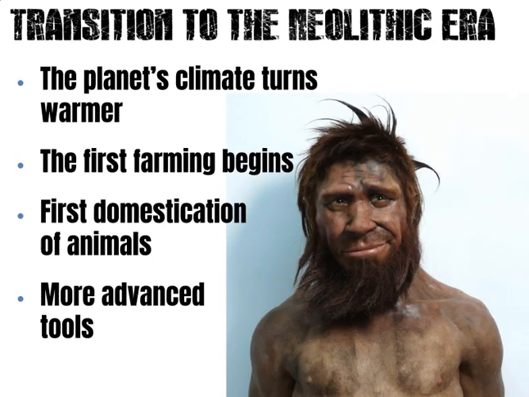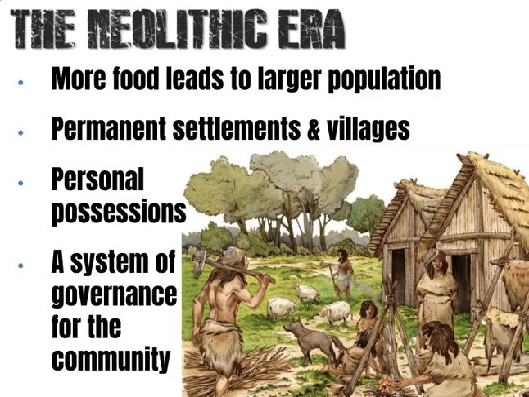So the transition to this new era, this new idea: the planet's climate, of course, turns warmer, which gets rid of the ice age. The first farming or agricultural revolution begins. We'll talk more about that later. And domestication of animals is huge in this time period. So this Neolithic era has larger populations and permanent settlements. You've got this new idea of governance, right? And in governance, you've got laws and things that are culturally significant.